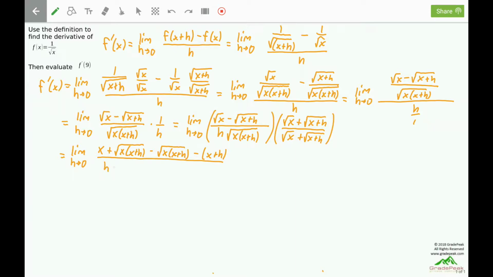In the denominator, we have h times root of x times x plus h, and then times root x plus root x plus h. We're not going to FOIL or distribute in any way. We want to keep this factored, since those are not root conjugates.